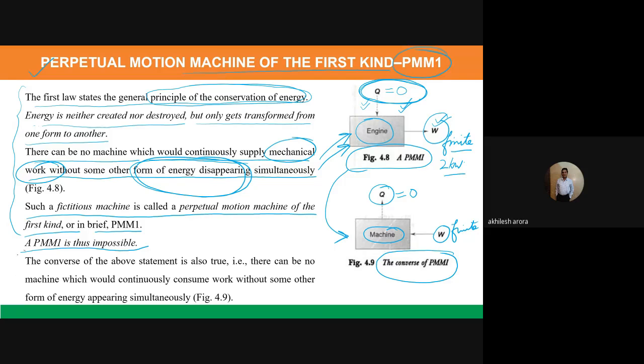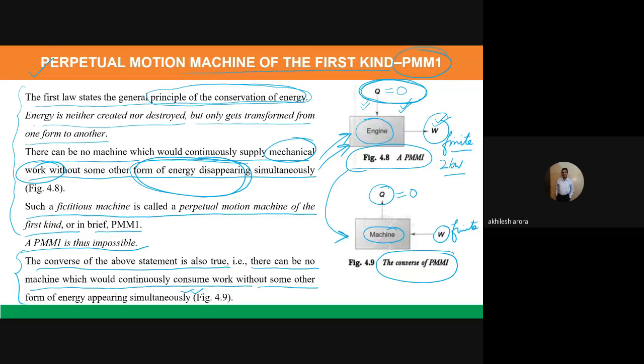So what is written here? The converse of our statement is also true, that there can be no machine which would continuously consume work without some other form of energy appearing simultaneously. Okay, so some other form of energy must appear actually, and that is not happening in this particular case.